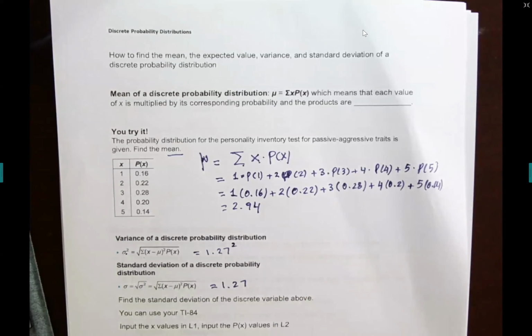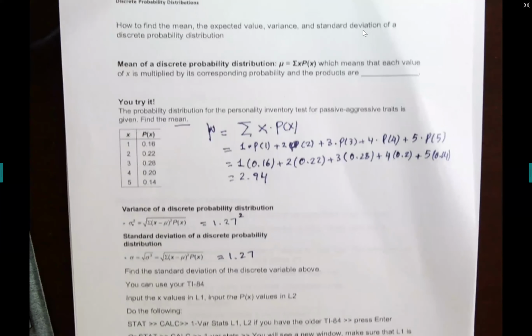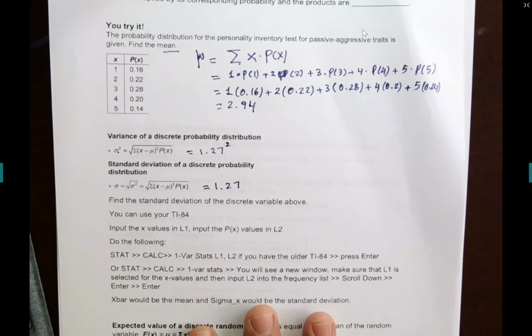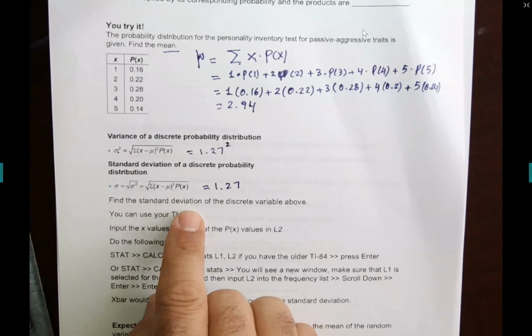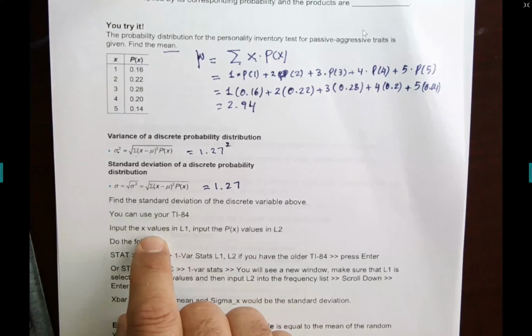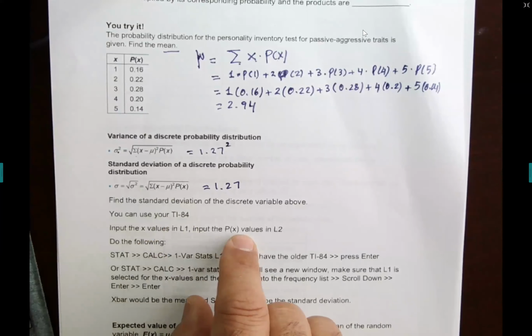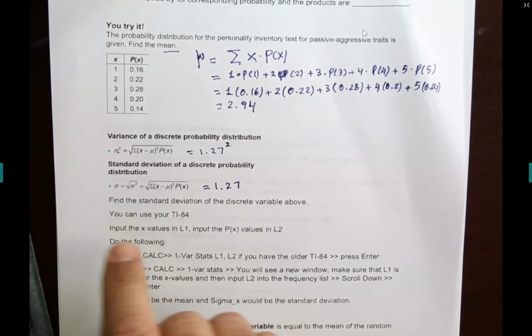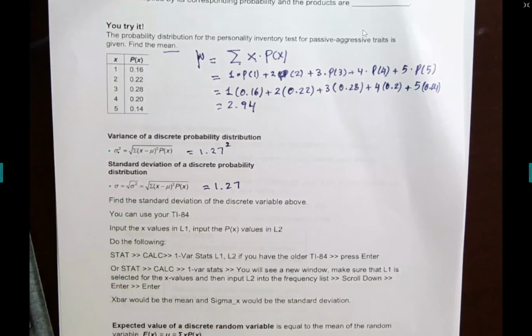Any questions, guys? All the information on how to use the calculator is given here in the handout. Find the standard deviation. You can use your TI-84 calculator. Input the X values in L1, input the P(X) values in L2, and do the following. So if you forget how to use the calculator, you can go back and reference this handout to figure out how to find the mean and the standard deviation. Any questions? All right.